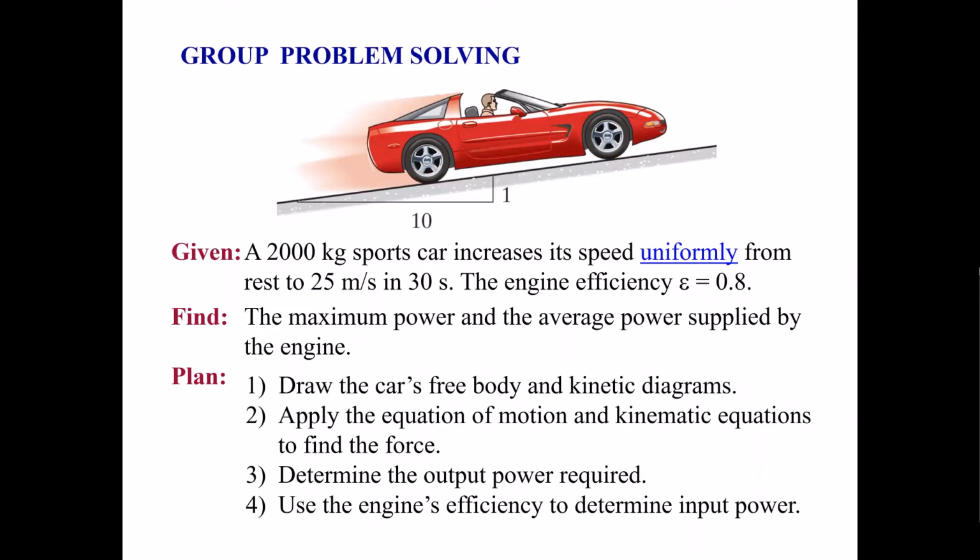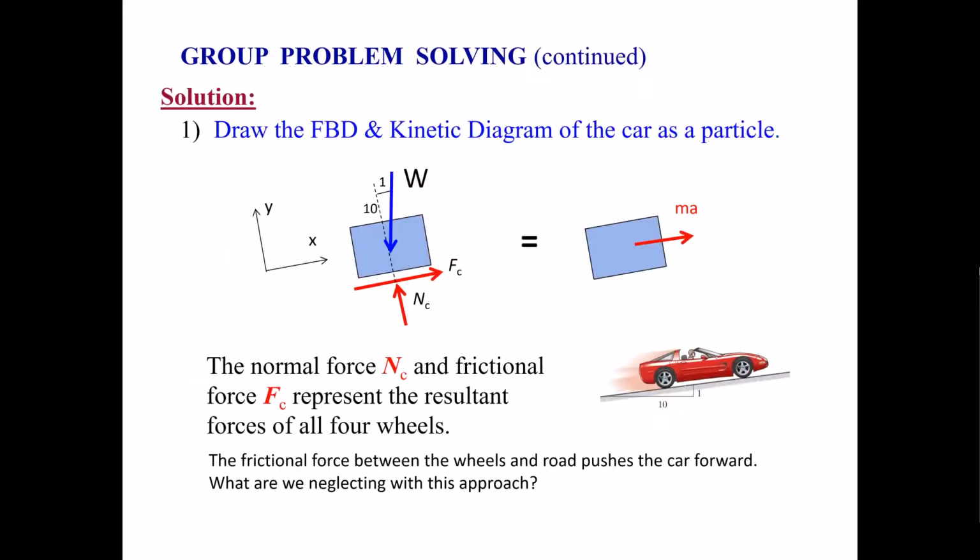So here's our plan. We're going to follow a similar process as before. We're going to come up with a free body diagram and the kinetic diagrams. Apply any equations that we need, the equation of motion, F equals ma, and also the kinematic equation. So kinetics and kinematics. Then we're going to determine the output power required, and then we can use the engine's efficiency to determine the input power. And there are two powers we're looking at: the maximum power and the average power.